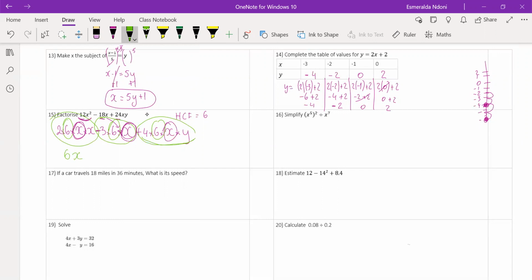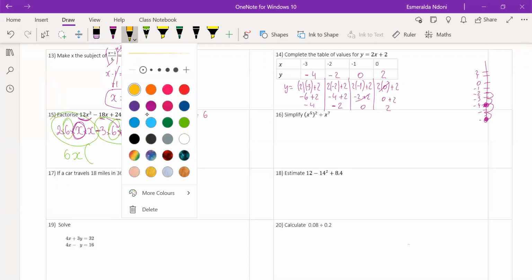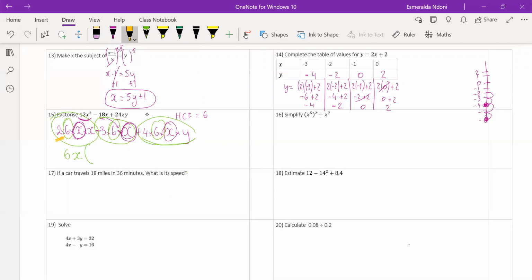Now whatever I'm left with will have to go in the brackets. So I have the 2. Just going to grab a different color so then you can see this 2 is not being used, and neither has this x. So those need to go in the bracket. This 3 has not been used, and it has to go in the bracket with its sign. And also this 4 and this y have not been used, so they would go in the bracket. And you have factorized this expression. Moving on to question 16.